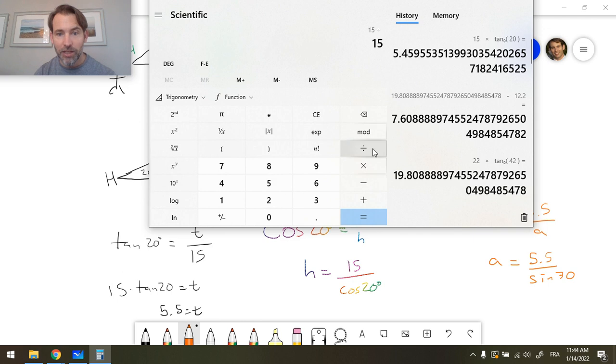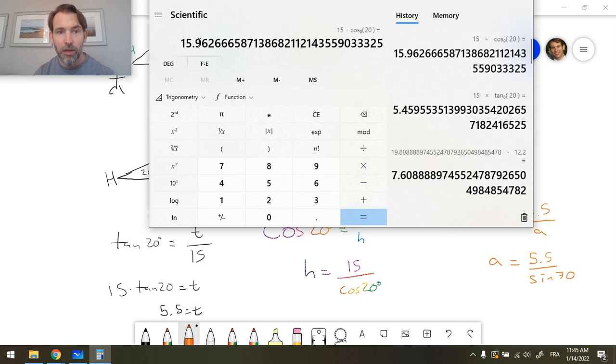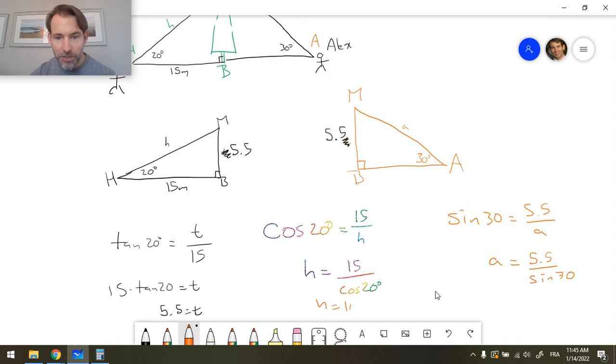15 divided by the cosine of 20 is equal to 15.96. So 16. H is equal to 16. Okay. So Hannah, you need to travel 16 meters to get to the top of that tree to get the money. All right. Let's see how far Alex has to go.